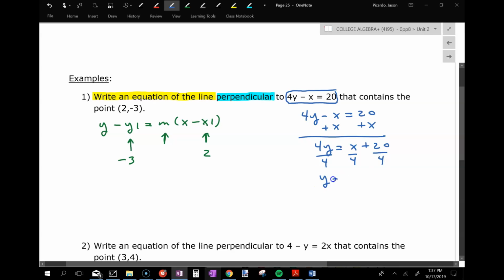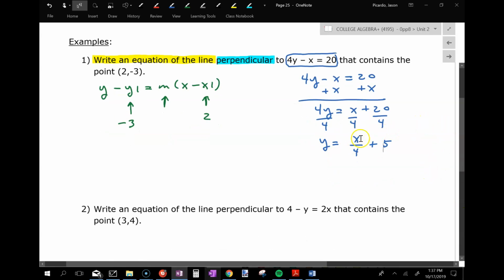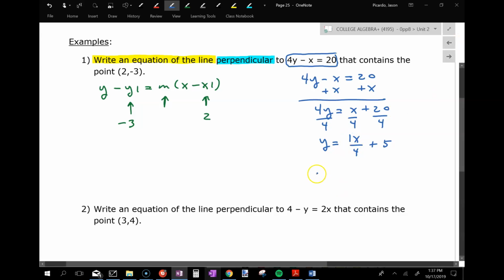Now, guys, I didn't write it there, but what's in front of the x? There's a 1 there. So I know I have a slope of 1/4. And you guys know that 1/4 is perpendicular to what? Negative 4 over 1. And that's the slope that I want to use.